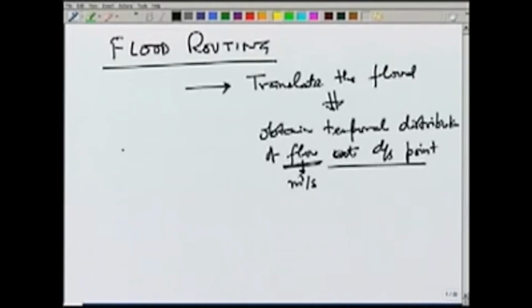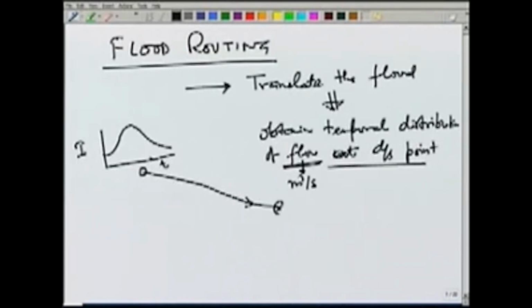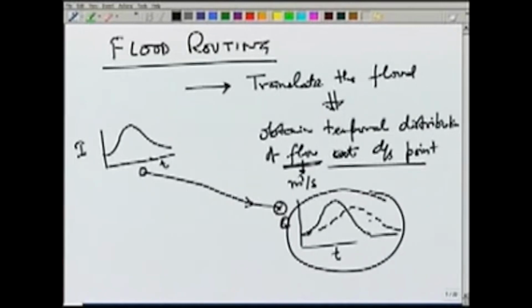So, for example, if we have a channel and we know the temporal distribution of discharge, let us call it the inflow, and at this point we want to obtain the temporal distribution of the outflow, which we can call Q. How will it look? Will it be like this or will it be like this? So, the purpose of flood routing is to obtain or estimate this distribution of Q.